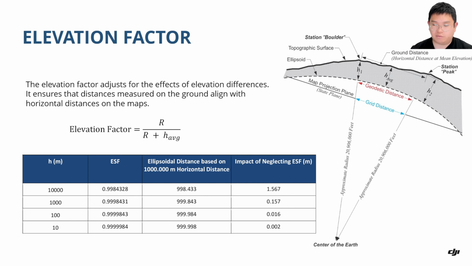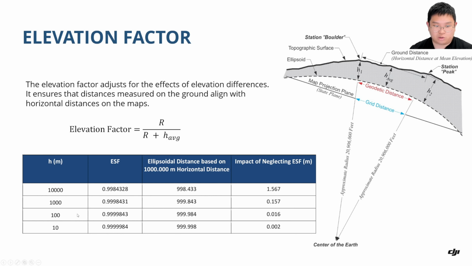So how do we get the elevation factor? The calculation is over here. Basically, you have the approximate radius from the ellipsoid model, then you divide it by the radius plus the average height difference, and that would give you the elevation factor. And you probably notice now that at lower elevation regions, it may have minimal effect because your elevation is low. However, when you're working, let's say, in a mountainous area, you would be affected.